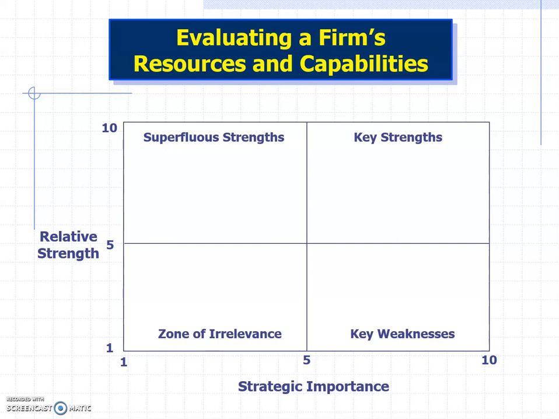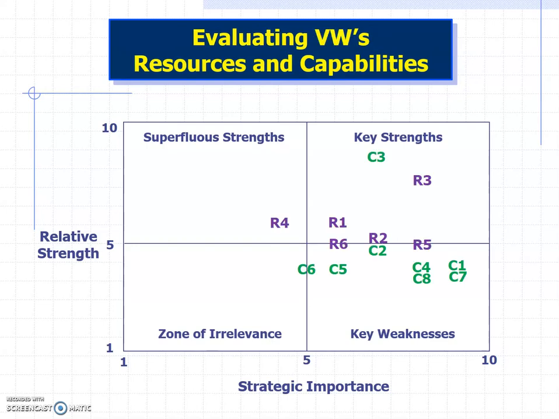It also goes beyond a kind of SWOT analysis in that it quantifies these strengths and weaknesses, right? It quantifies them on a scale of 1 to 10, for strategic importance and for relative strength. So let's look at how Volkswagen turned out, and you can see that the key strengths are capability 3 and resource 3. Now I forget off the top of my head what those are, you were supposed to write those down.